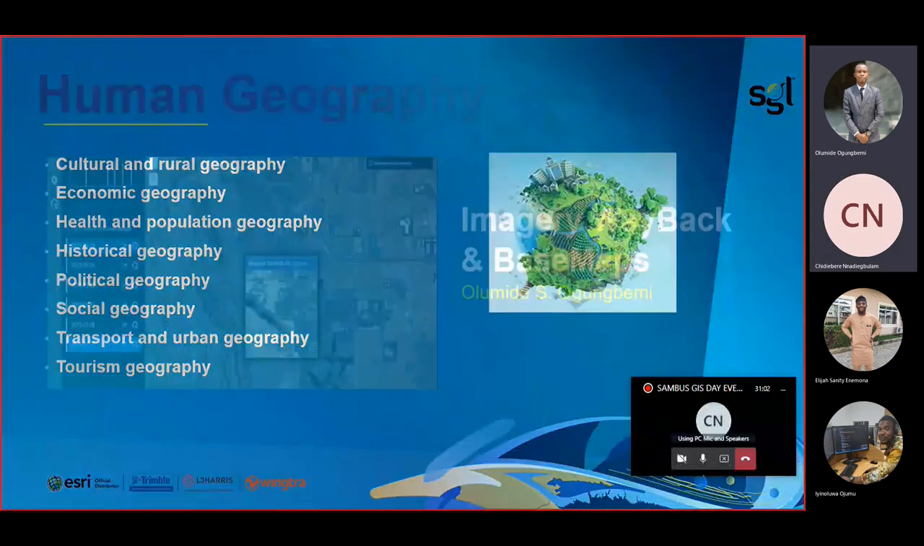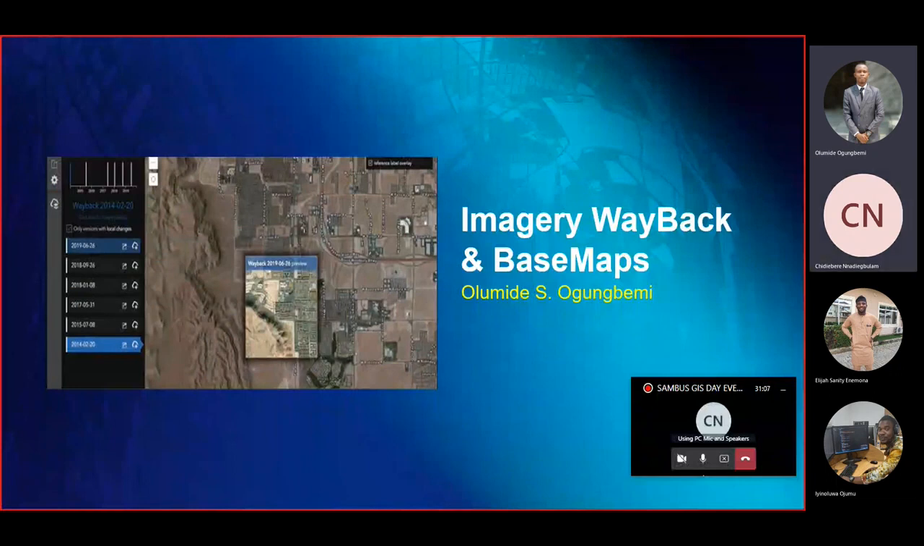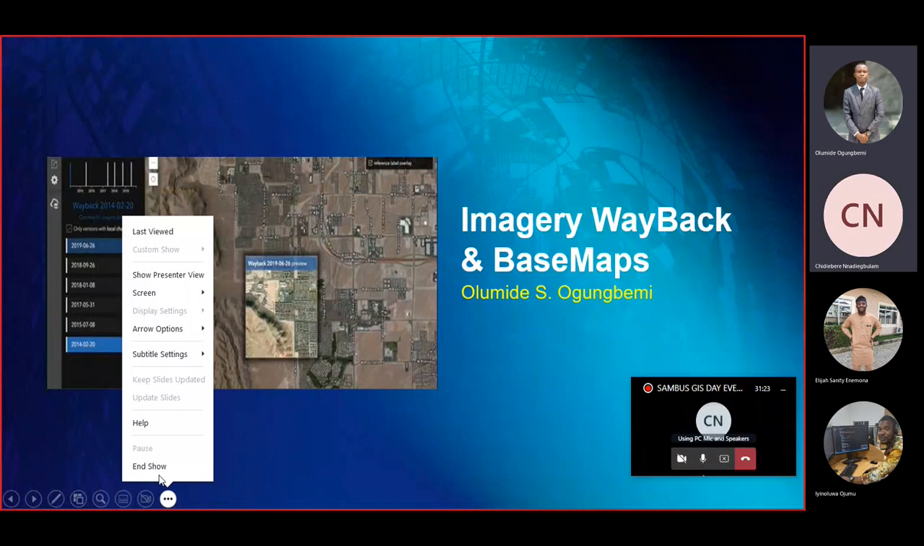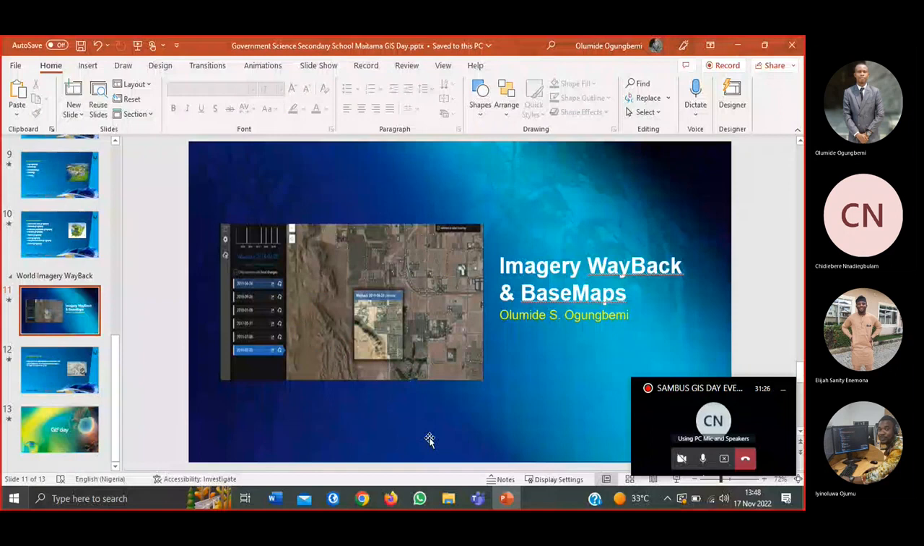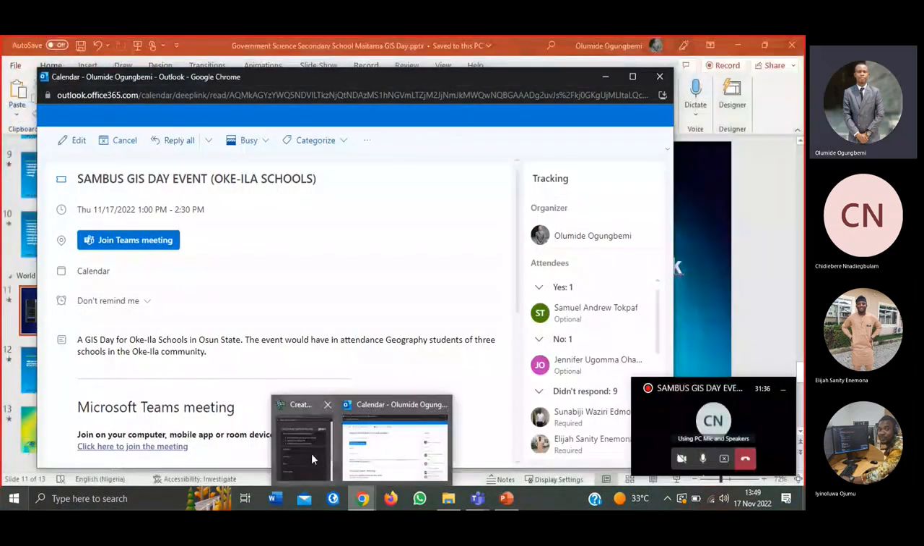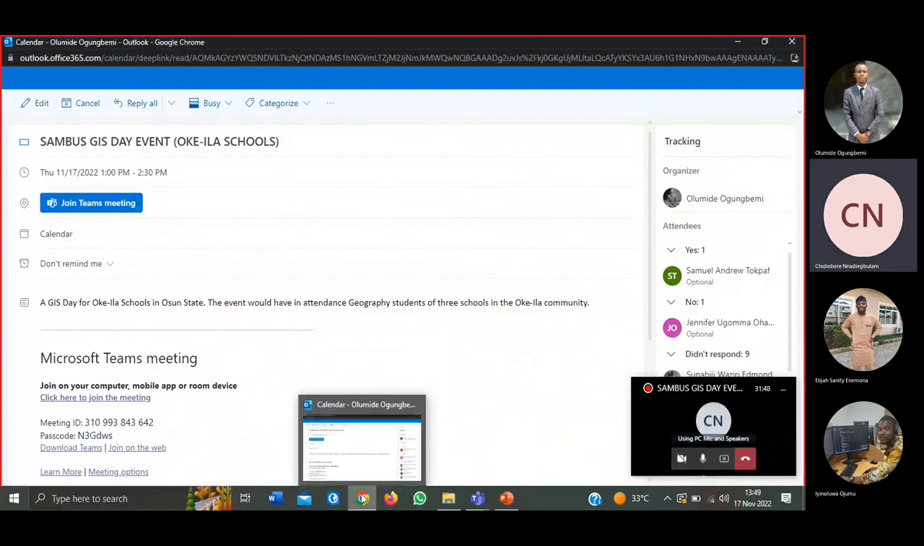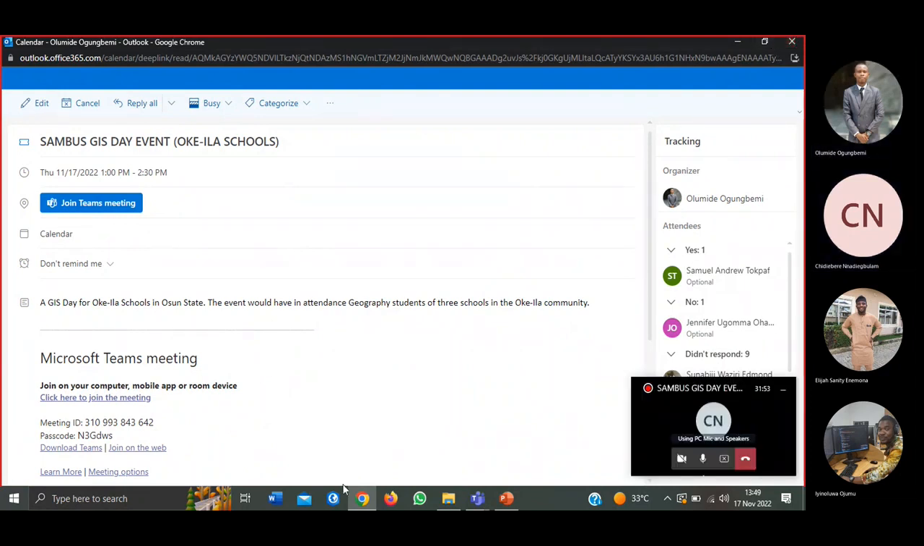So I would just like to show you guys about World Imagery WayBack. So you guys are currently in Abolarin School, right? Can you hear me? Okay. So I will show you something now. What I want to show is the World Imagery WayBack, to compare your school to see how your school looked 5 years ago and how it is at the moment. Give me a minute, please.